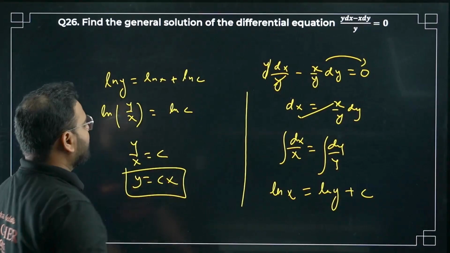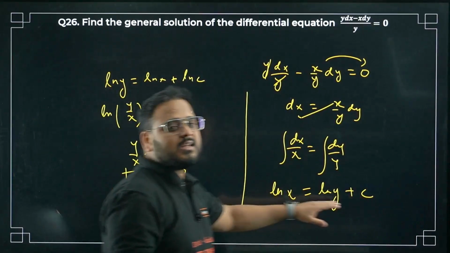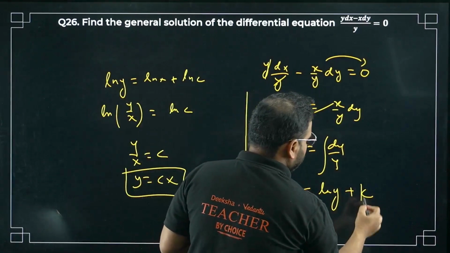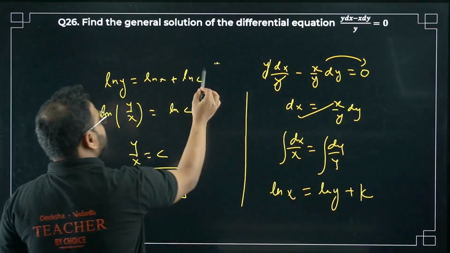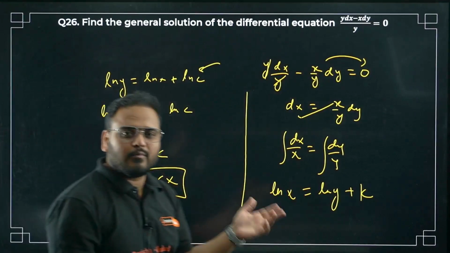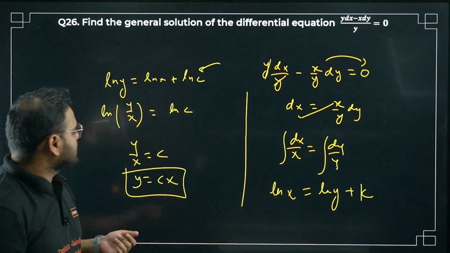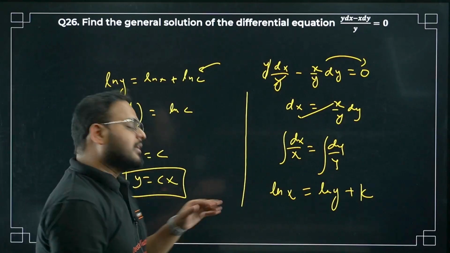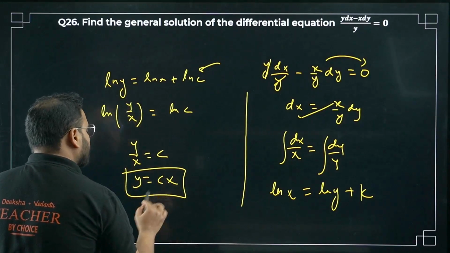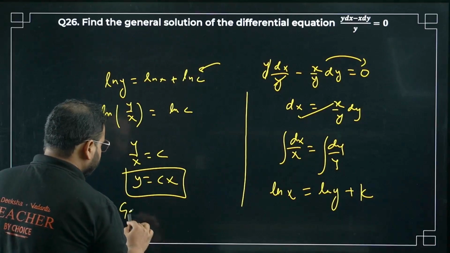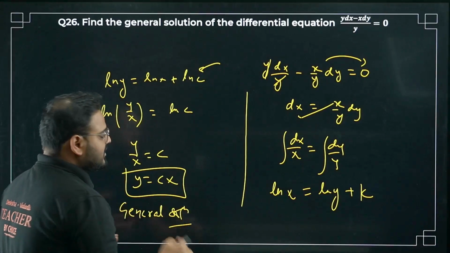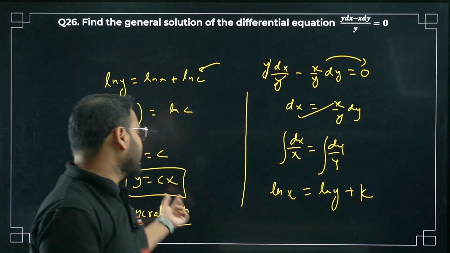Please check what I've done. I've taken the constant as ln c. Let's say I take this as k, this k can be written as ln c, not a problem. A constant can be written in any form, it doesn't matter in this case. So the answer is y equals cx. This is your general solution. Why? Because c is a constant, but the value is unknown over here. You said constant and value is unknown, yes, it is the constant of integration actually.